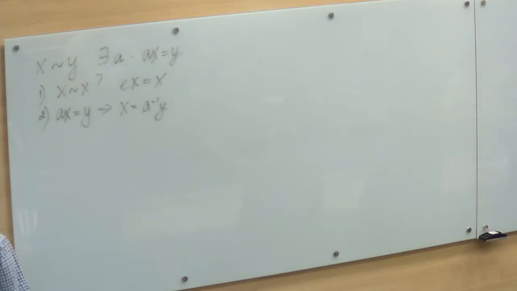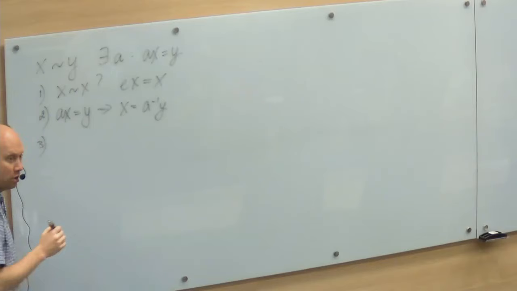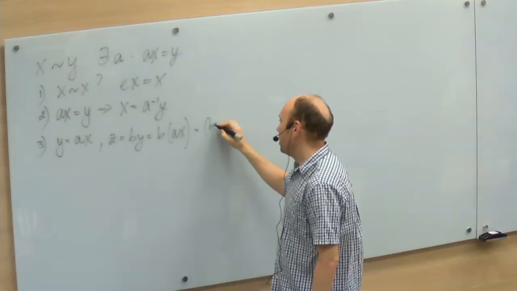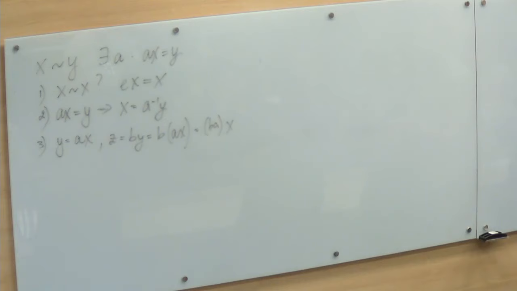And finally, transitivity is also easy to check. If Y is equal to AX and Z is equal to BY, it's equal to BAX. Yeah. Okay, so this is an equivalence relation up to an action. Equal up to an action.